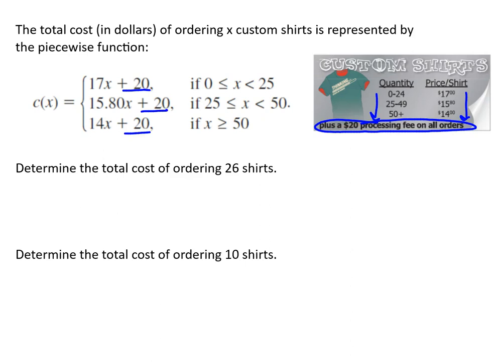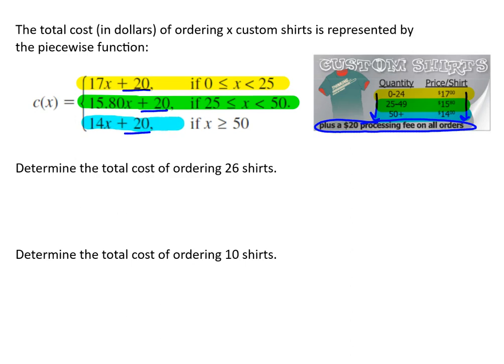The first setup is if you order 0 to 24 shirts, it's $17 a shirt. So you'll see that in this top equation, $17 per shirt plus $20 if the number of shirts is between 0 and 25. Then, if you order 25 to 49 shirts, you're going to pay $15.80 per shirt plus the $20, and that's only if the number of shirts you're ordering is between 25 and 50. And then last, your cheapest bet is if you're going to order 50 or more, then it's going to be $14 a shirt plus the $20 setup fee if you're ordering 50 or more shirts.